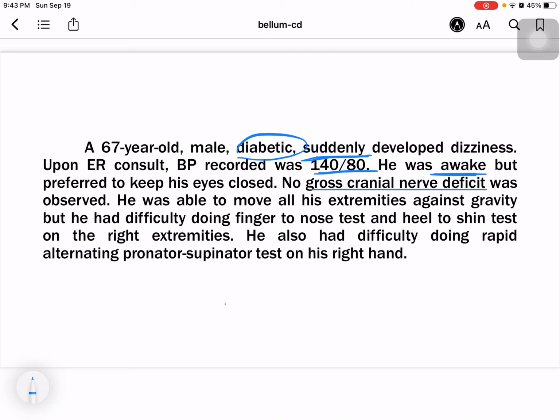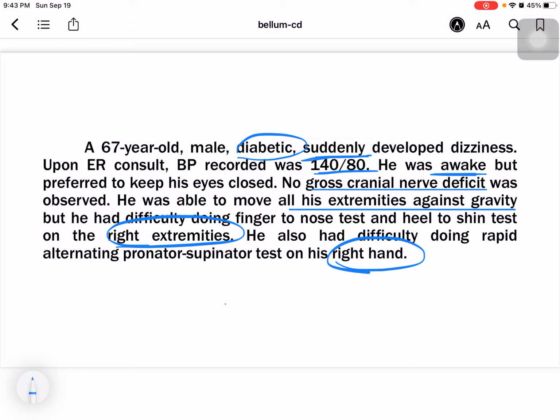He was able to move all his extremities against gravity, so there's preservation here of the strength of the patient. But he had difficulty doing finger to nose test and heel to shin test on the right only, so right extremities. He also had difficulty doing rapid alternating pronator supinator test on the right hand. So we can already localize the lesion.